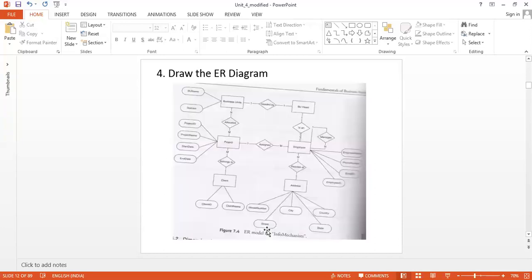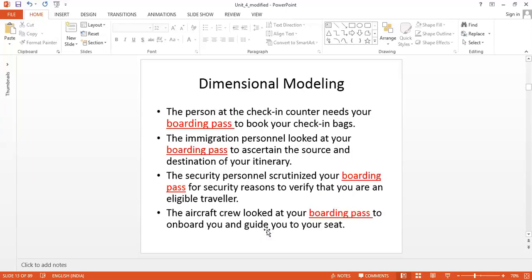Our fifth step is to draw the ER diagram. And the next step, once the ER diagram is drawn, is to give it to the business users for reviewing of the diagram. So this is entity relationship modeling. So in the next video, we will understand what is dimensional modeling.